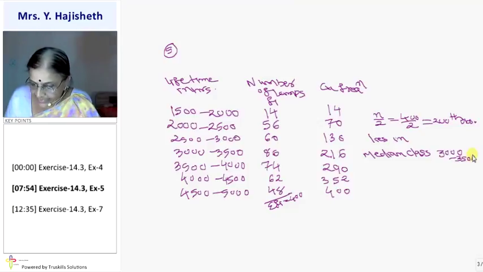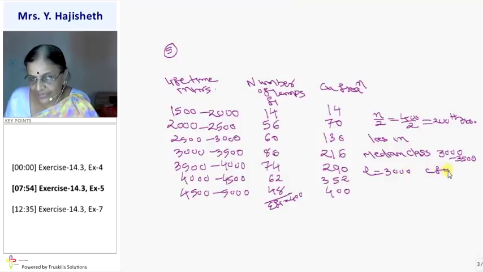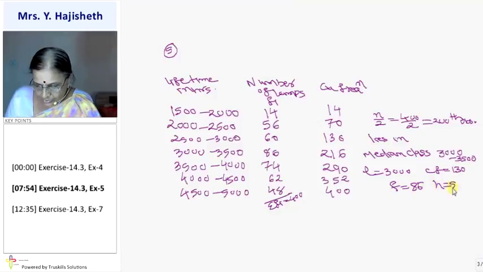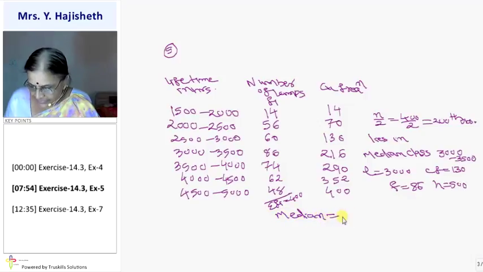So my L is 3000. The cumulative frequency of the class preceding the median class is 130 inside. And then the frequency of the median class is 86, and my class length is 500. So my median formula is L plus n by 2 minus CF upon f into h.